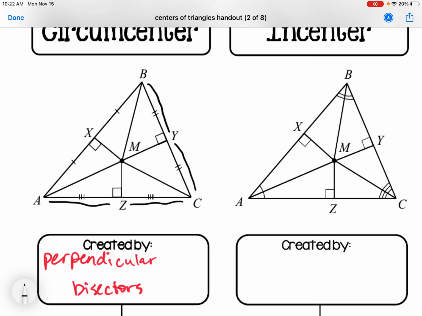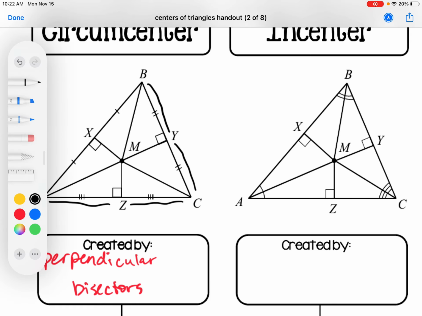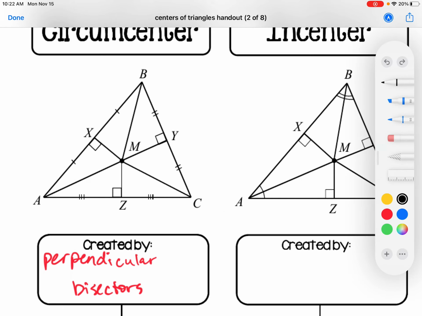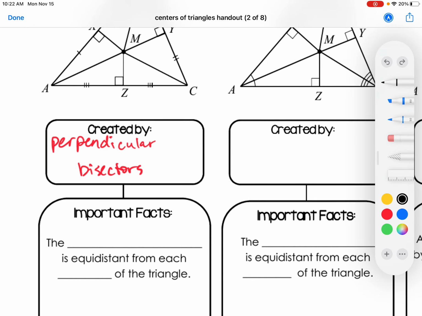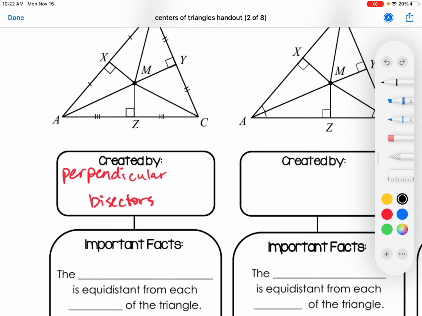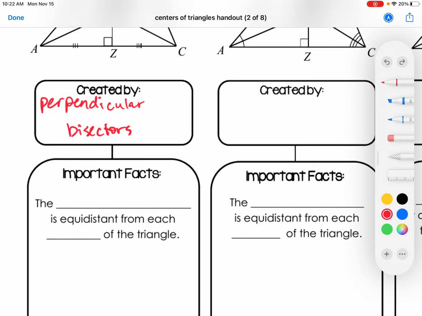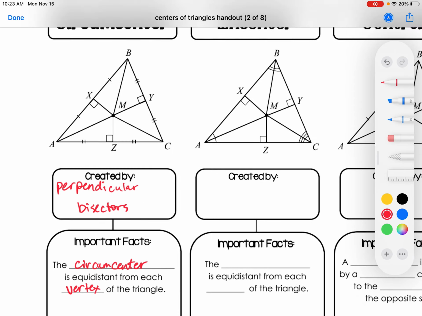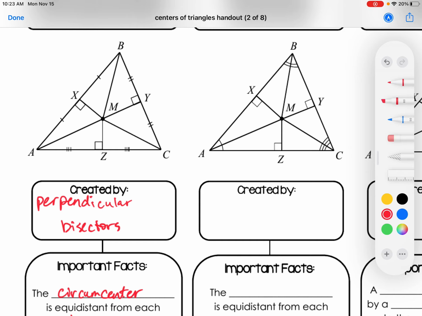We're not necessarily super concerned about the workings of that right now. We already know what bisect means. What we are more concerned about is how this all works together. The important fact here is that the circumcenter is equidistant from each vertex of the triangle. What that means is that BM, AM, and CM are all the same length.